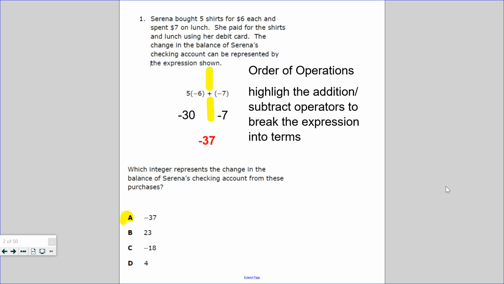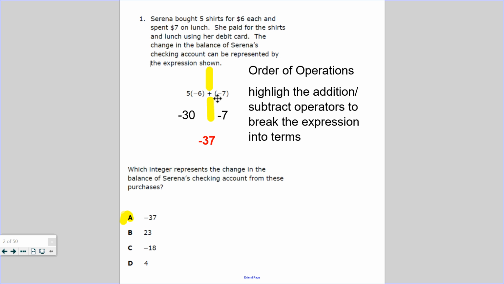So Serena bought 5 shirts for $6 each and she spent $7. She paid for the shirts and lunch using her credit debit card. The change in the balance of Serena's checking account can be represented by the expression shown. Which integer represents the change in the balance of her checking account?